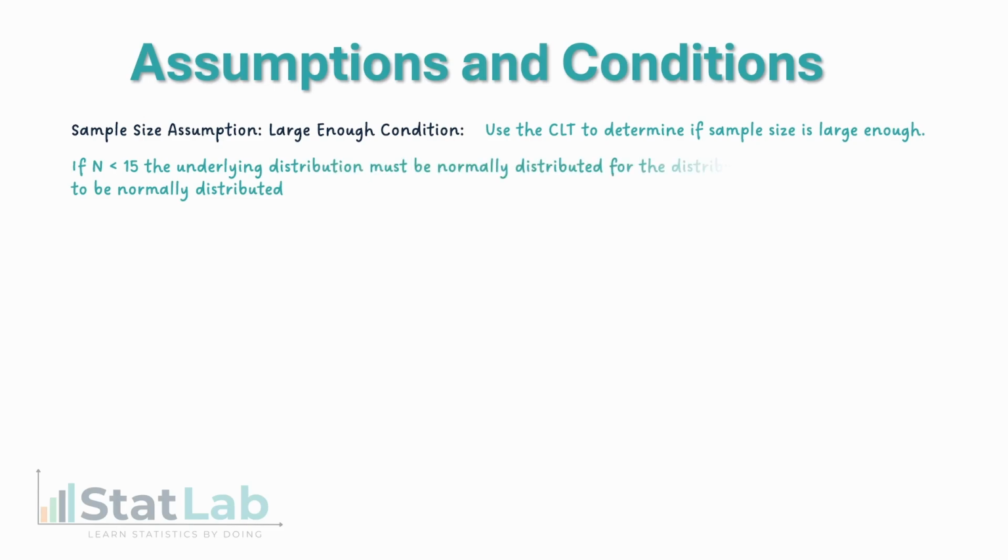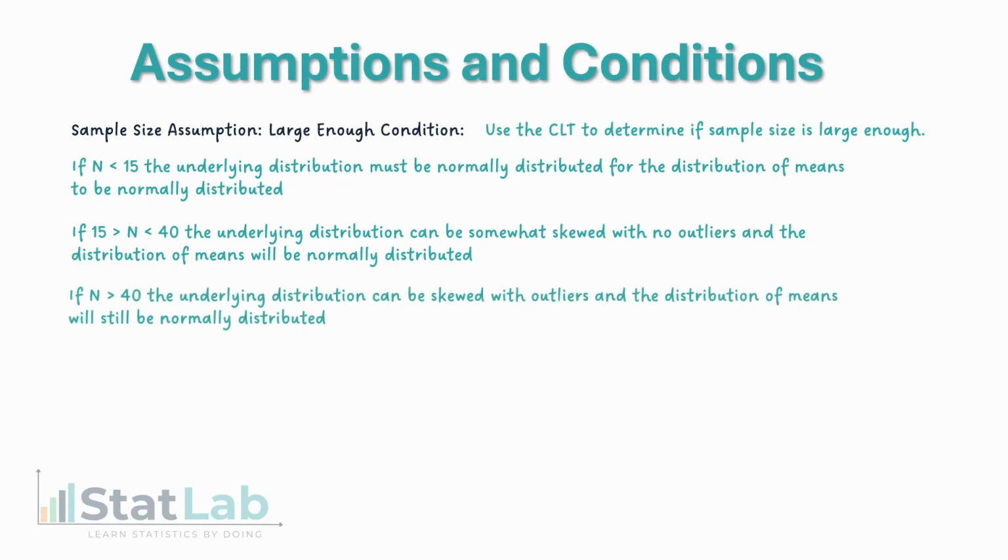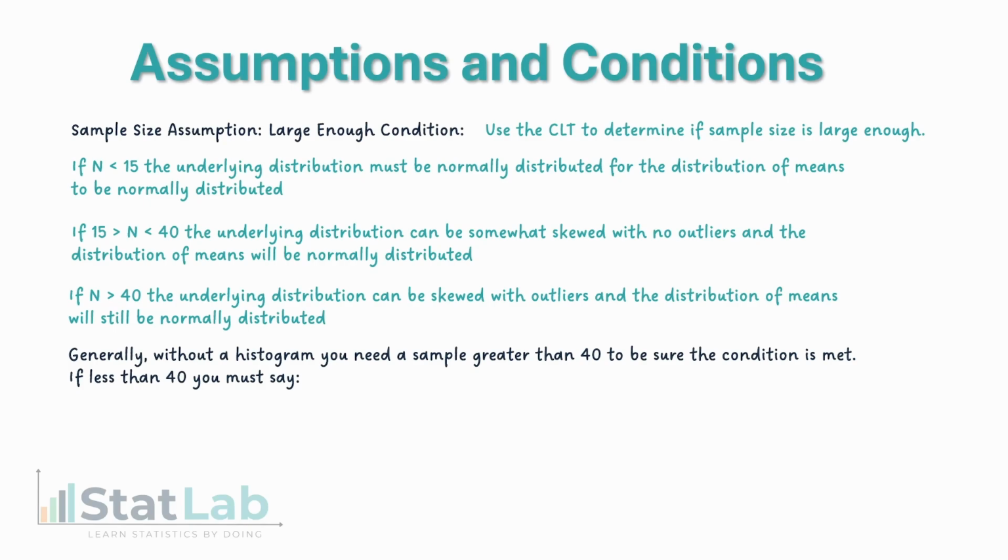So basically, if n is less than 15, that underlying distribution must be normally distributed for the distribution of means to be normally distributed. If n is greater than 15 but less than 40, the underlying distribution can be somewhat skewed with no outliers, and the distribution of means will still be normally distributed. Now, if n is greater than 40, the underlying distribution can be skewed with outliers, and the distribution of means will still be normally distributed. So generally, without a histogram, you need a sample size greater than 40 to be sure the condition is met, unless they've told you in the story that it's only slightly skewed or there are no outliers.